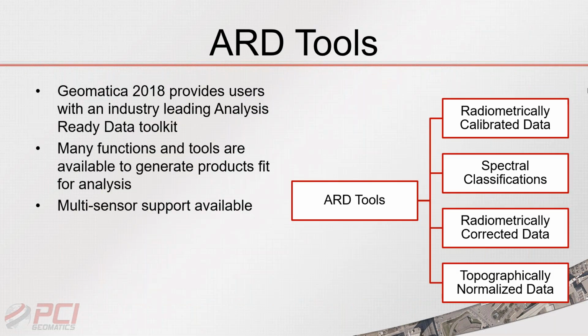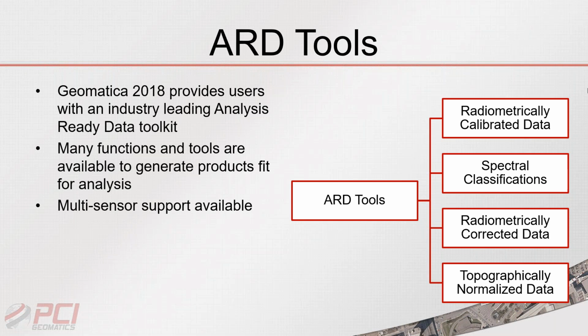So within our offering, within the 2018 offering, we have a number of tools that we're making available to generate analysis-ready data. So we have a toolkit that consists of radiometrically calibrated data. We have some spectral classification algorithms. So those basically look at the channels within satellite images and pre-classify data sets based on existing algorithms that are built into the software.